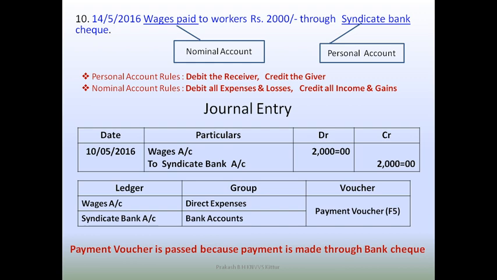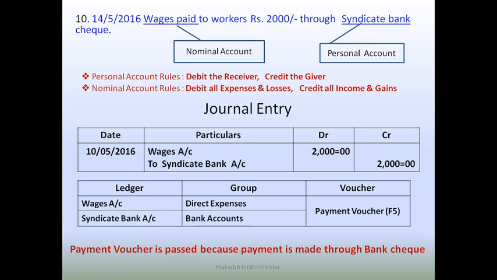So wages account, and then to Syndicate Bank account. So we have made the payment through the Syndicate Bank. So Syndicate Bank, it is a personal account. So personal account rule said that debit the receiver and credit the giver. So giver is the Syndicate Bank. So Syndicate Bank gives the amount to the workers. So therefore it is the credit side. So Syndicate Bank account is the credit side, 2000.